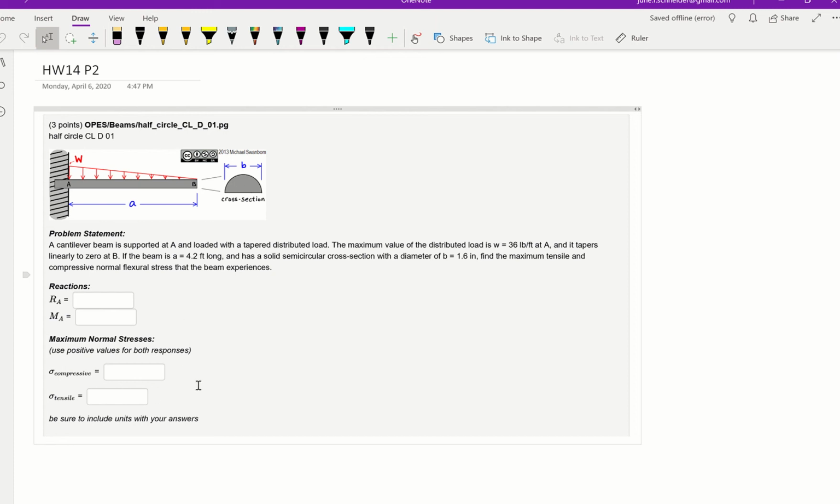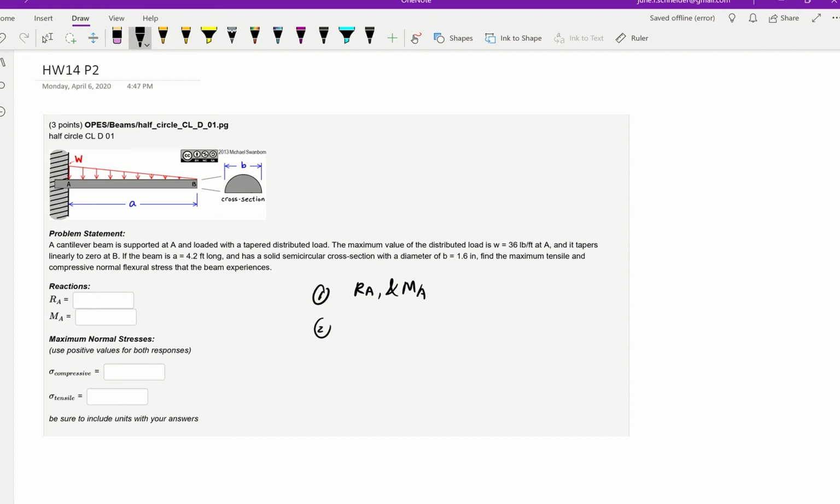Okay, so for this situation, you need to go ahead and find RA and MA first. And then you need to figure out the load shear bending diagram and see where through there you can find the maximum bending moment. Right? So that's going to be the first couple of steps. And here I will ignore that. I will trust you to finish that yourself.